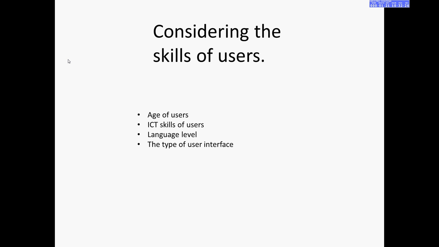ICT skills of the user, so this is their skill level, how much training they've had or how good they are with ICT systems. Language level: you want to make sure that your vocabulary is well suited to the group of users that you're going to be looking at. And the type of user interface speaks for itself, so what the contents are within the interface.